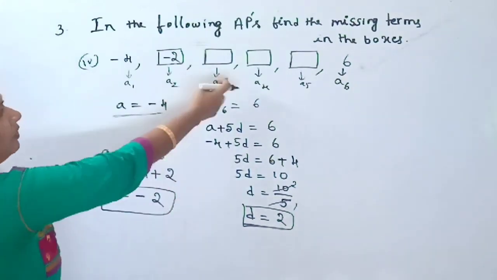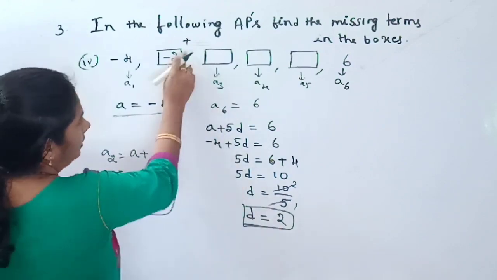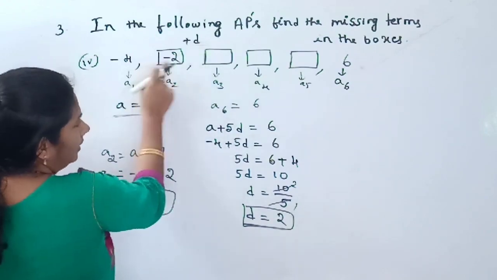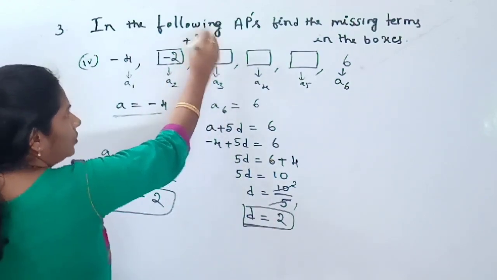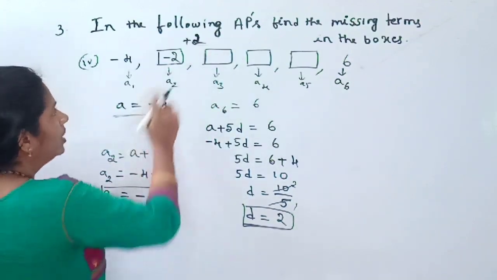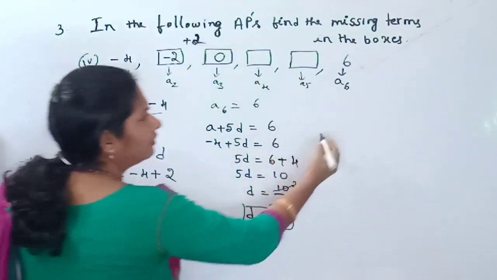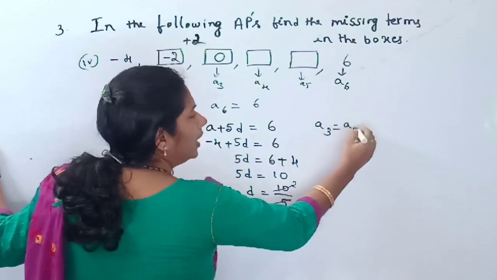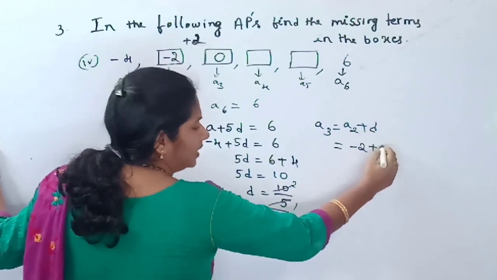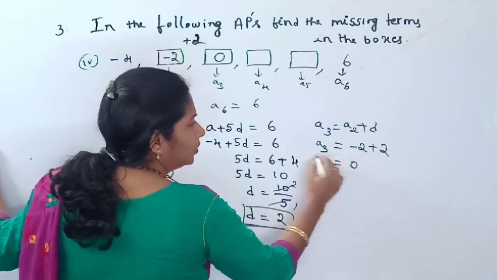It's clear? Now how will you find the third term, children? Add the common difference to the second term, you will be getting the third term. So add the common difference D to the second term. So what is the common difference here, children? It is 2. Add 2 to -2, you will be getting the third term. So -2 plus 2, it is 0. Is it clear? Or you can work out A3 equal to A2 plus D. Second term is -2, common difference is 2. So A3 value is -2 plus 2, it is 0.